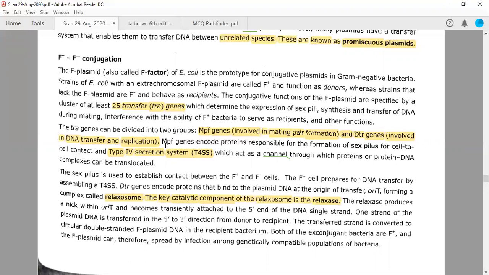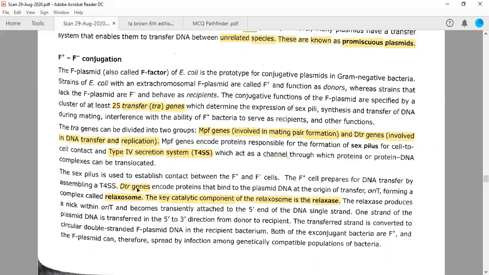So we know the function of MPF class. MPF is involved in the formation of this secretion system or the cytoplasmic bridge or this particular channel that is called type 4 secretion system or the sex pilus, right? The second is called DTR genes, that is DNA transfer and replication function.